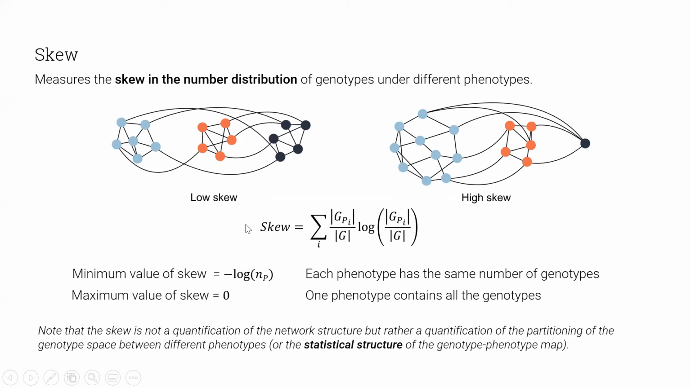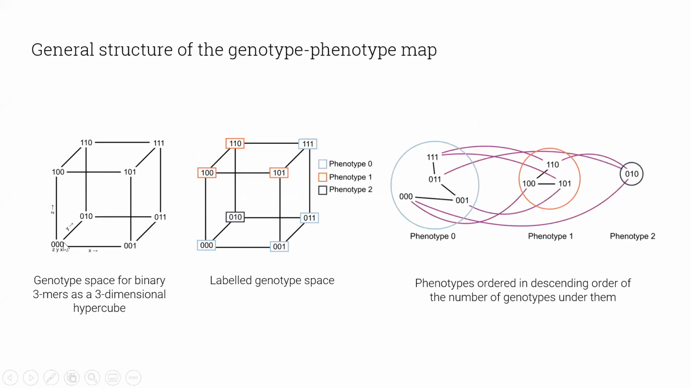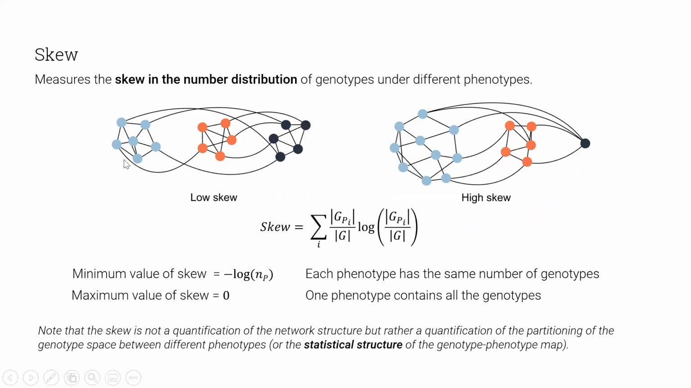And we measure this as a Shannon entropy of the distribution of genotypes under different phenotypes, so that's straightforward. It is not a quantification of the network structure itself because it does not take into account the edges. I should mention that the edges are single mutation edges. For example, on the left side here, these edges connect single mutant neighbors in the genotype space.